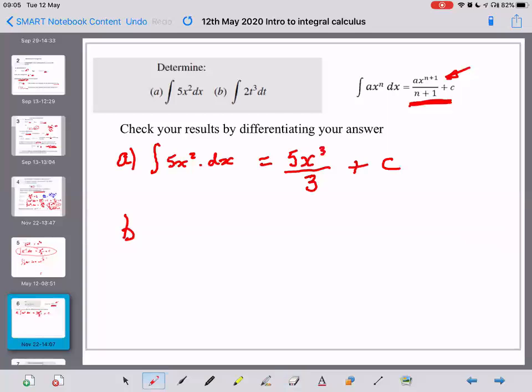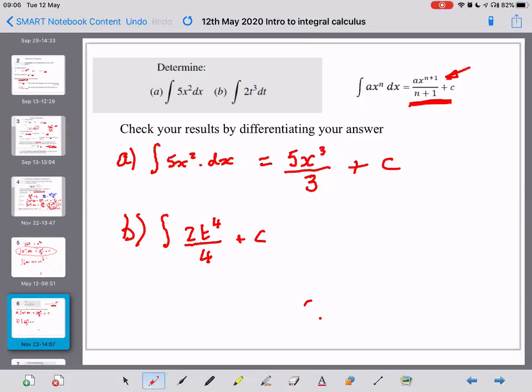What about B? Anyone else going to have a go at that one? Go on in, Nathan. You're my lone rider this morning. 2t to the power of 4, divided by 4, plus c.